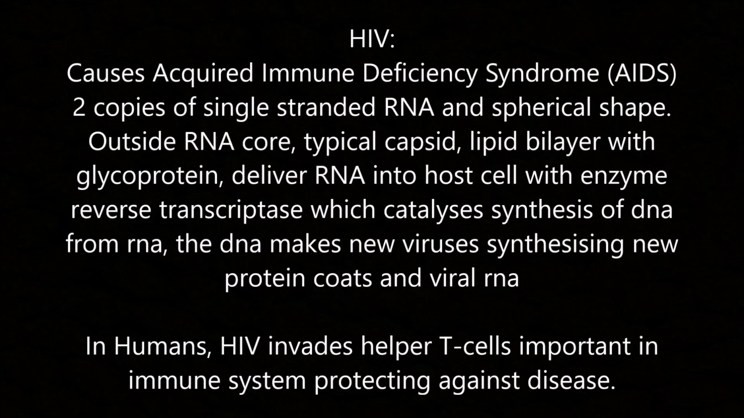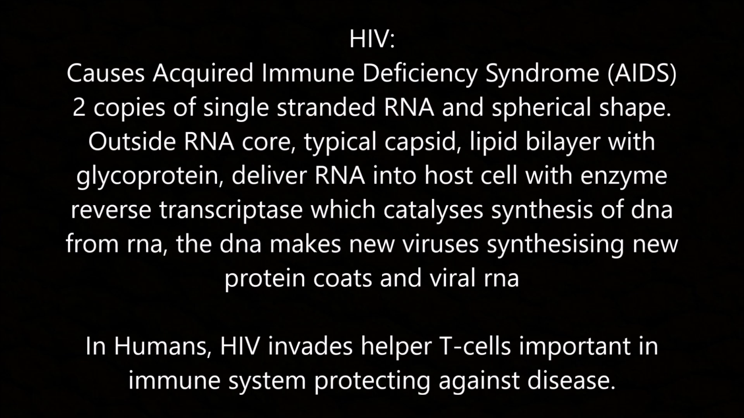HIV causes acquired immune deficiency syndrome, or AIDS. It has two copies of single-stranded RNA in a spherical shape. Outside the RNA core is a typical capsid and a lipid bilayer with glycoprotein, delivering RNA into the host cell with the enzyme reverse transcriptase, catalyzing the synthesis of DNA from RNA. The DNA makes new viruses, synthesizing protein coats and viral RNA.